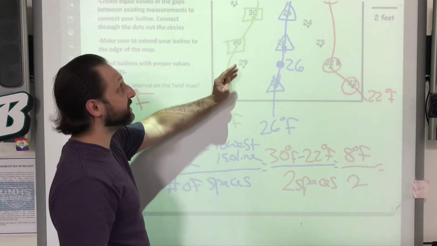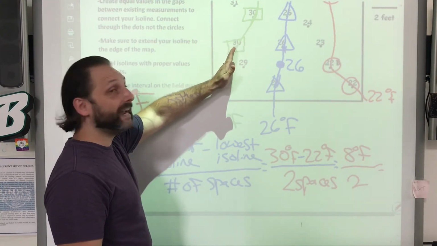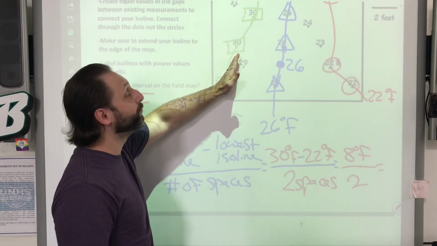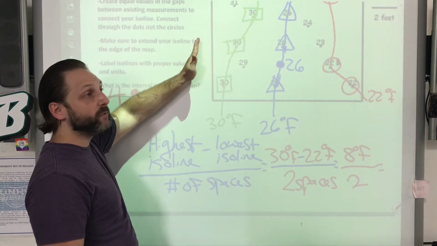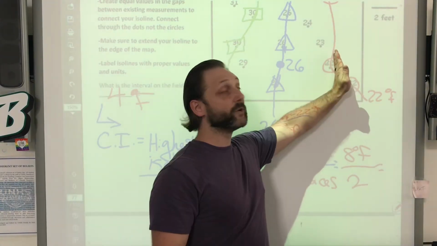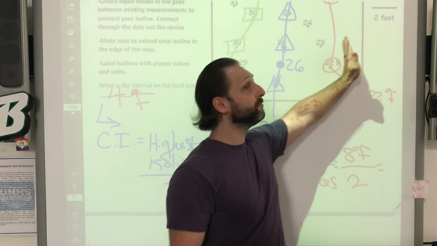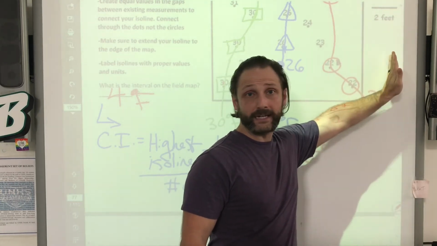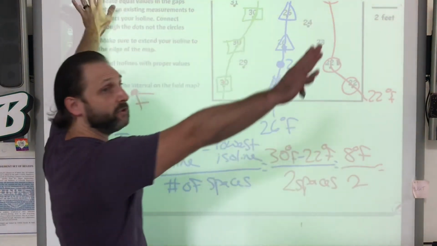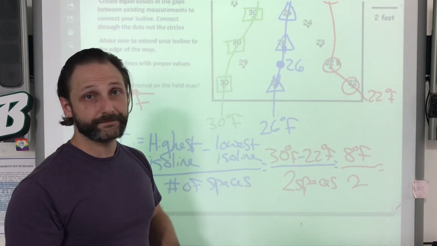So if we were to continue this map, the next highest presumable isotherm would be plus 4, and we'd end up with 34 degrees Fahrenheit. If we were going to the right, the next isotherm going down would be 18 degrees Fahrenheit. And we could continue this map for as long as we have data.